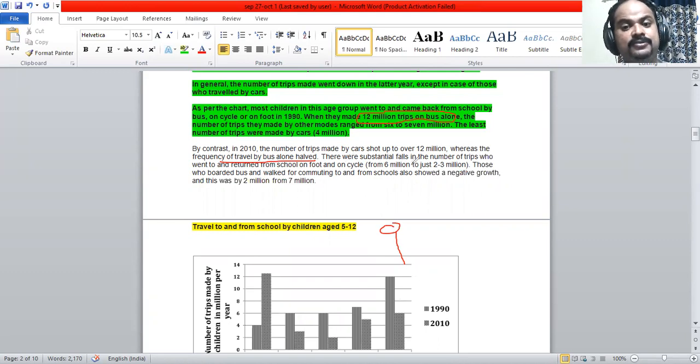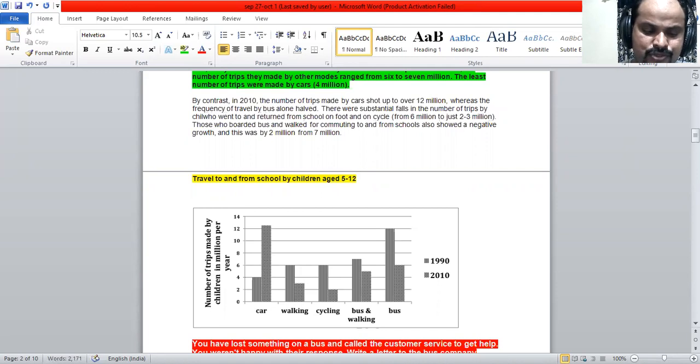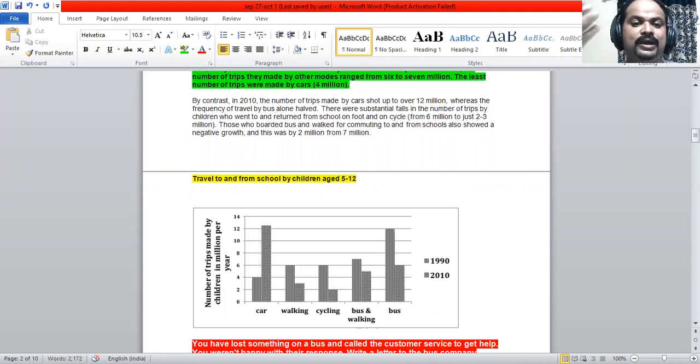There were substantial falls in the number of trips by children who went to and returned from school on foot and on cycle. So you can see that. Okay, so I think we have done there.